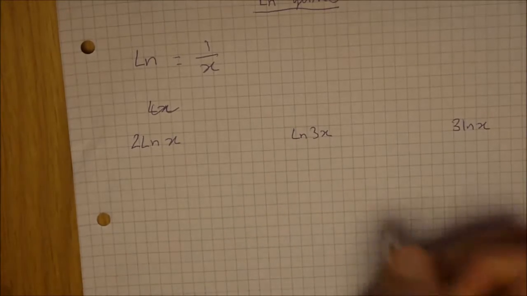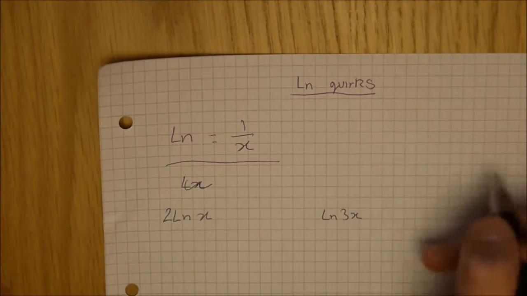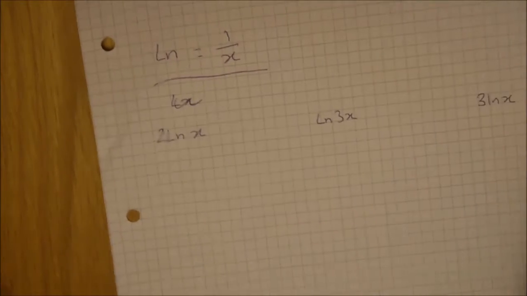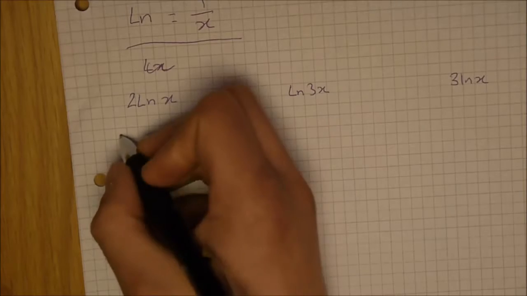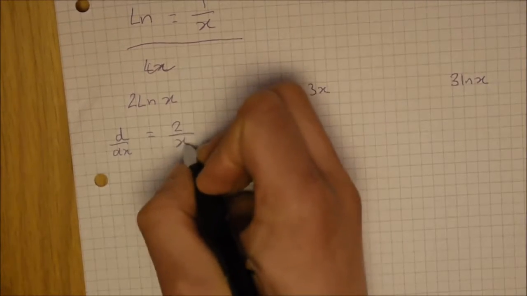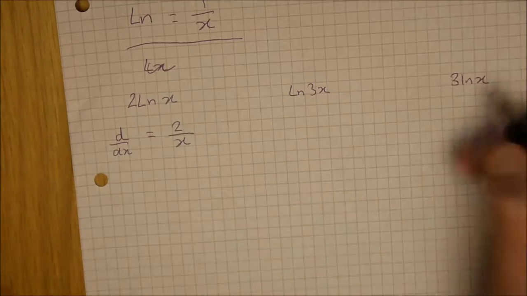Now, when you differentiate ln, as I've said earlier, you get 1 over x. Probably should have written that a bit clearer in terms of d dx, but oh well. So you've got 2 ln x. Now 2 ln x differentiates d dx to become 2 over x. Remember that ln x goes to 1 over x.